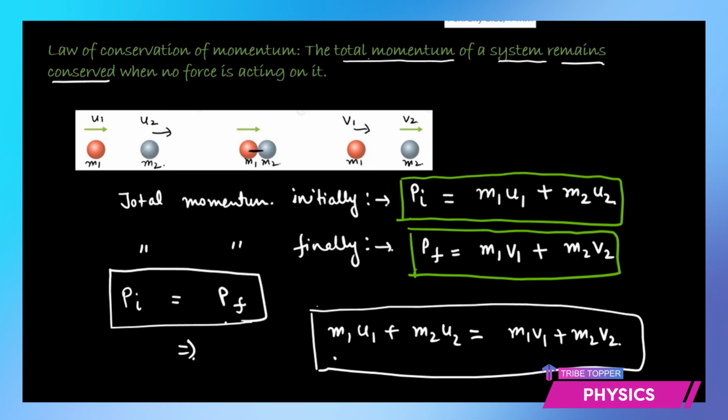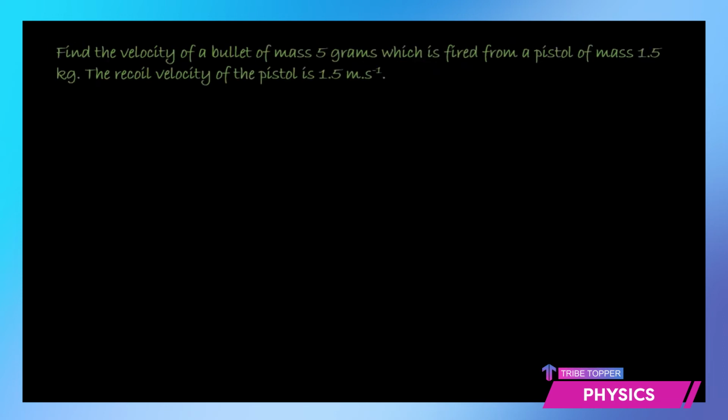This is a very important equation. It helps us find the unknown velocities: if we know what is happening before collision, we can find the velocities after collision. Let's have a look at an example. The question says: find the velocity of a bullet of mass 5 grams which is fired from a pistol of mass 1.5 kilograms, and the recoil velocity of the pistol is 1.5 meters per second.